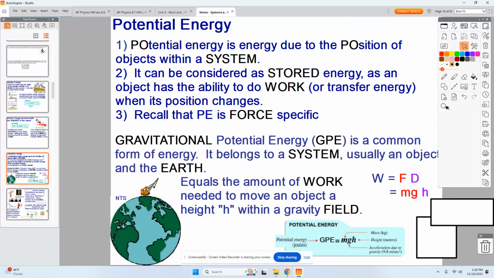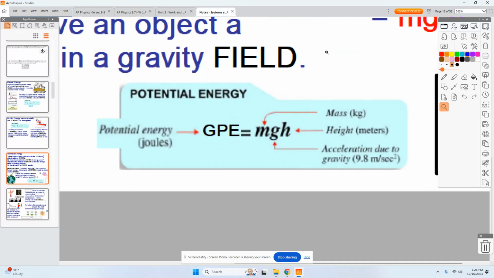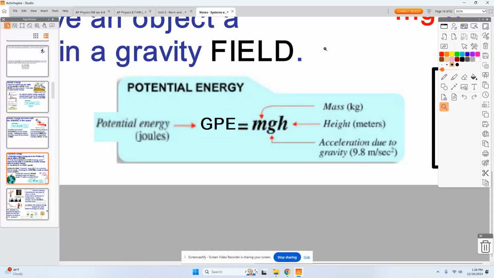So again, when you go to solve problems involving gravitational potential energy, my mass has to be in kilograms, g measured in meters per second squared or newtons per kilogram, and then h would be measured in meters. So how much mass does it have? How high is it? And that's how we calculate the gravitational potential energy.